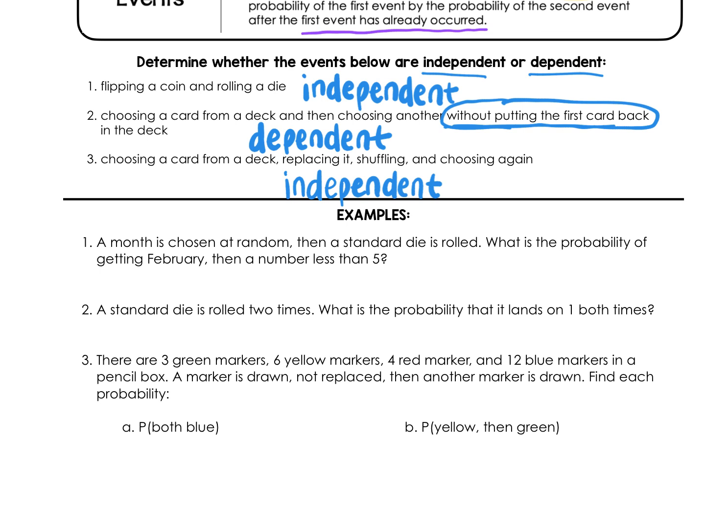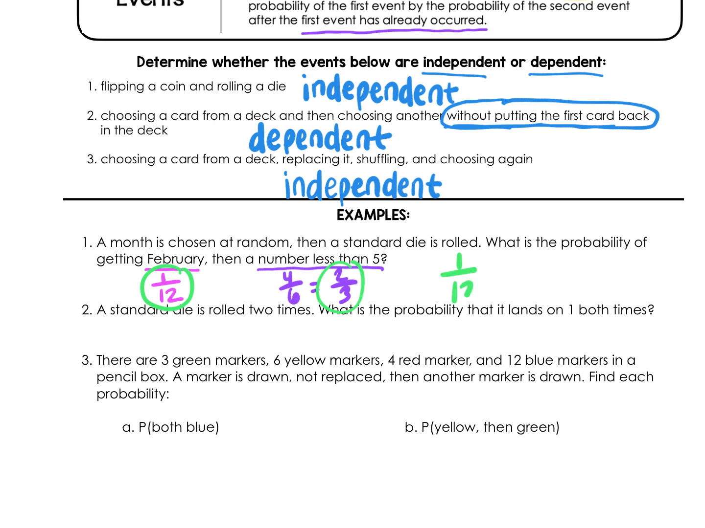The probability of getting February in general, I'm going to underline that and write its probability right here, is 1/12, because that's 1 out of the 12 months. A number less than 5 on a die, there are 4 numbers less than 5 on a standard die. It has 6 sides, and 4 of them are less than 5. So this would be 4/6, which simplifies to 2/3. Those are the probabilities of each individual event. And in order to find the probability of this combined event, we just multiply those. So we take 1/12 times 2/3.